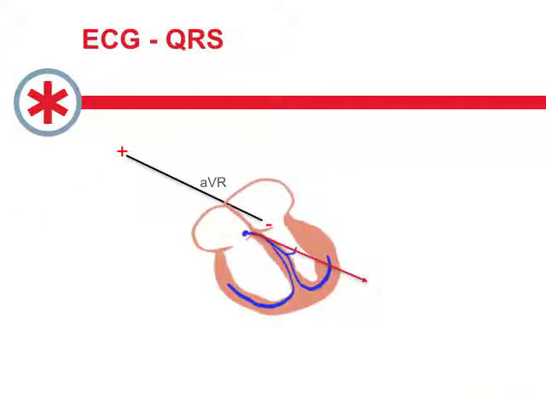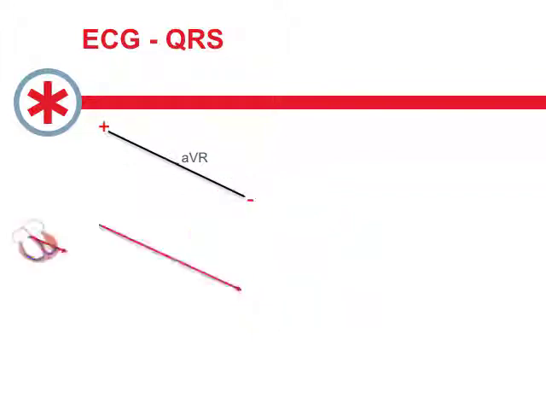So having said this, why don't we work out what we would expect to see in lead AVR? And if you remember, lead AVR is the one that's got this mathematical negative electrode at the heart and the positive electrode basically on the right arm. So that's our lead AVR. So we'll get rid of that beautiful picture of the heart and just leave us with the lead and the depolarization, the electrical vector we're going to work with.